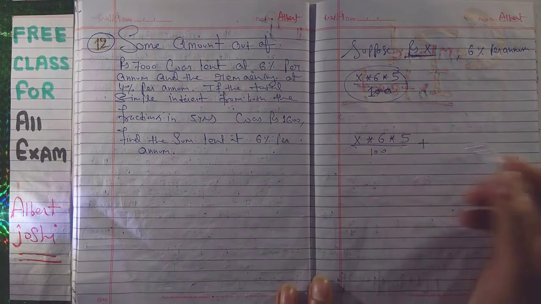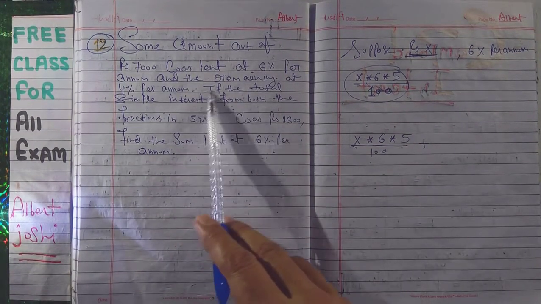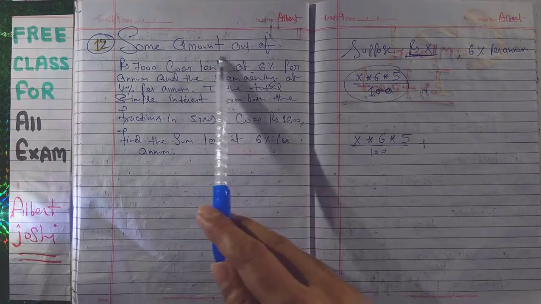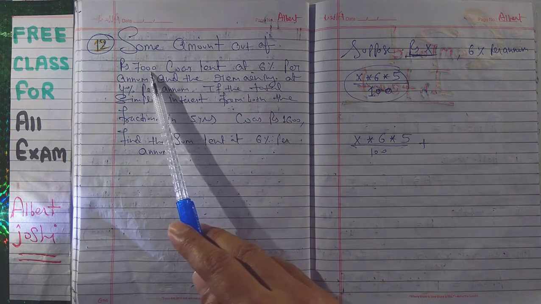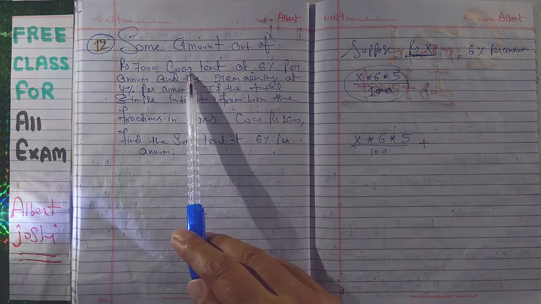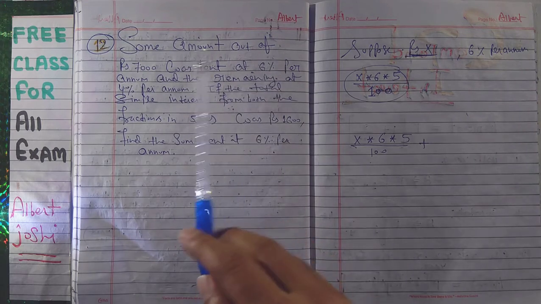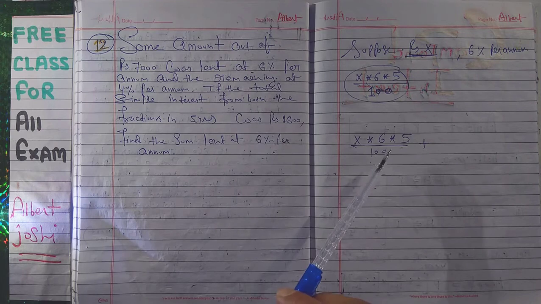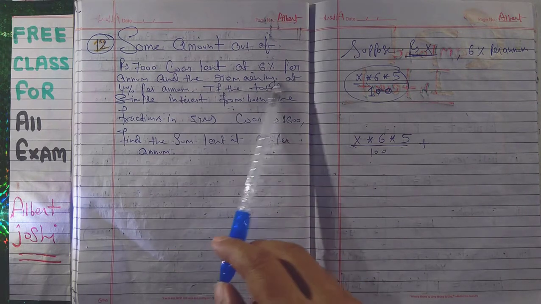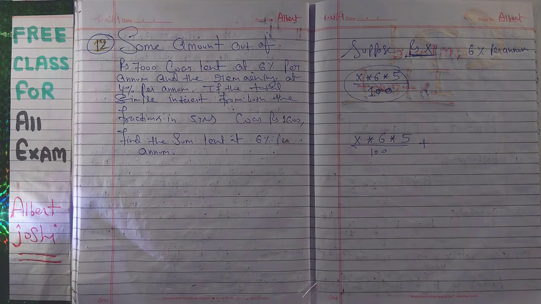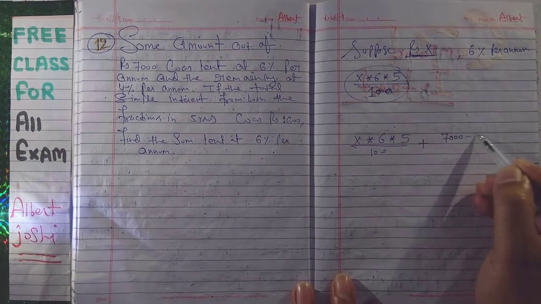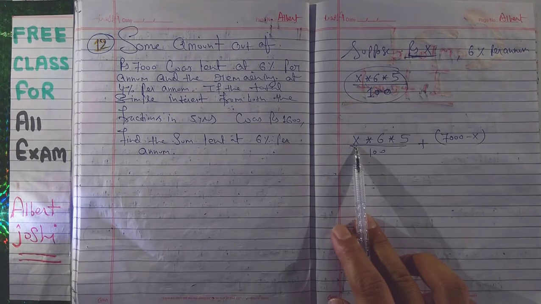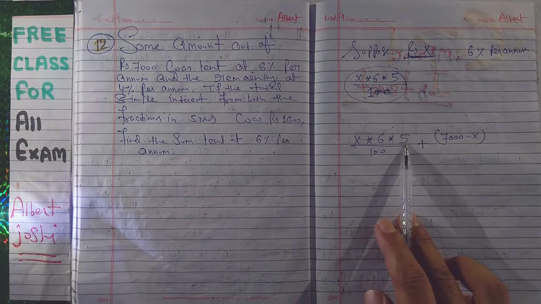Plus, now he has divided the amount into two parts. Some amount out of 7,000 was lent at 6%, and the remaining. What is the meaning of remaining? Remaining means 7,000 minus X. Some amount X at 6% for 5 years.